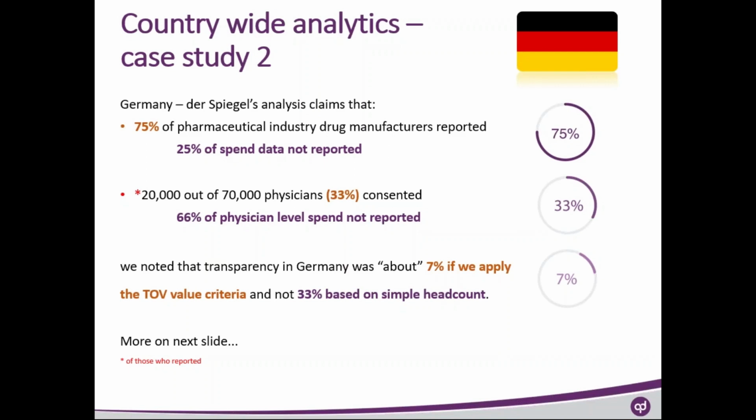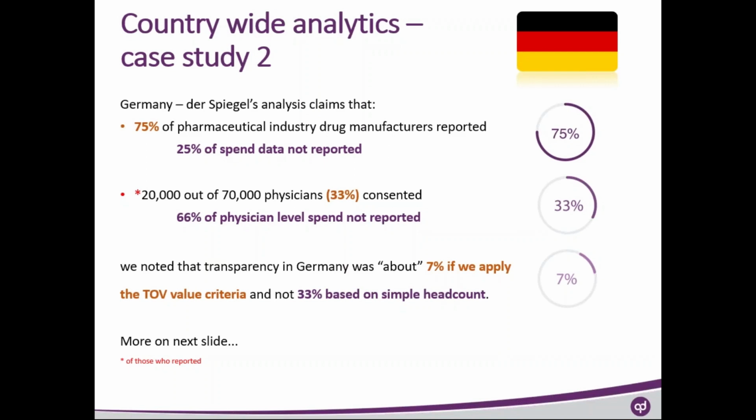So Der Spiegel mentioned that around 75% of pharmaceutical industry drug manufacturers reported their numbers for 2015, which means 25% of spend data was not reported. It's noticeable, something that I would come back to in a few minutes. The second thing that the newspaper shared was that around 20,000 of those who reported out of the 70,000 physicians consented. So that's roughly 33%. Conversely, said differently, 66% of physicians did not provide consent, and so their spend was reported at aggregate level, not at the physician level.